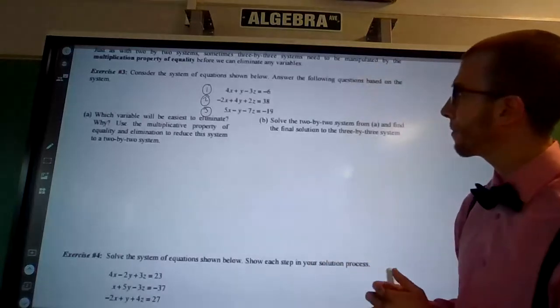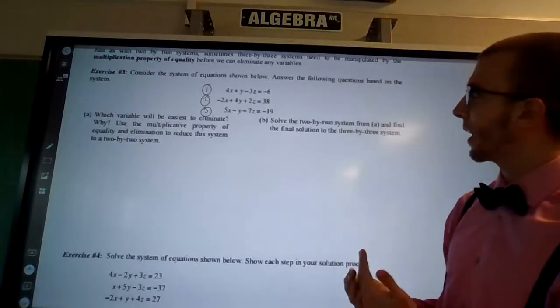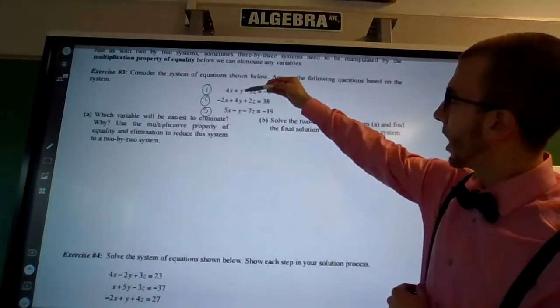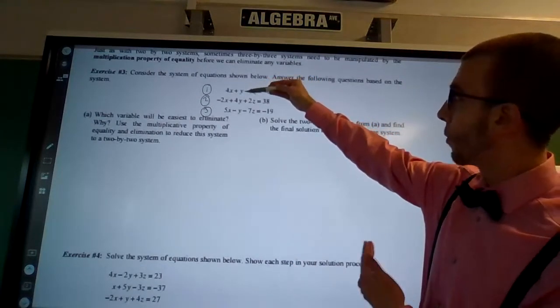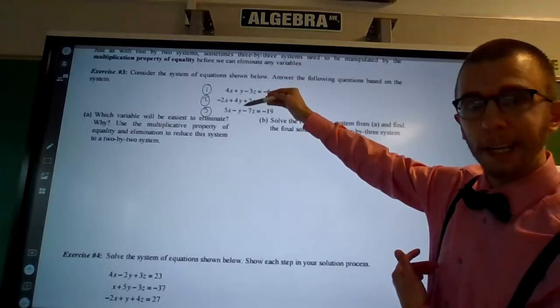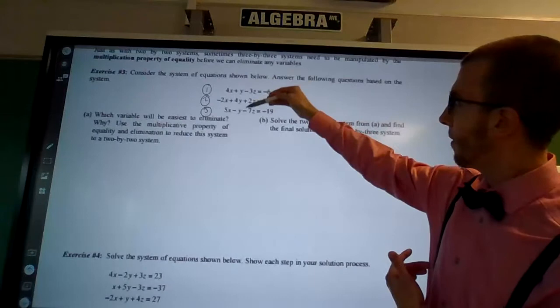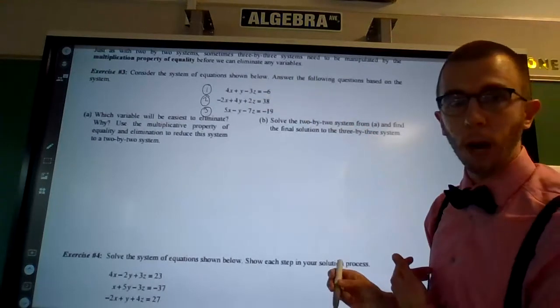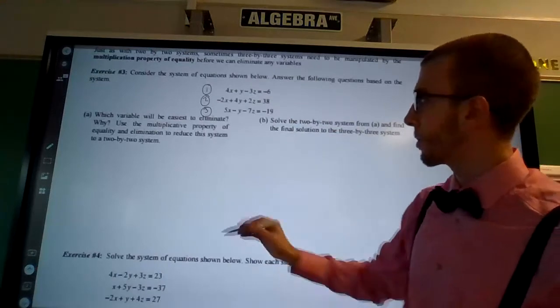All right? So hopefully you guys are thinking that y would be the easiest. Because if we look, here we just have y, or 1y. Here we have 4y. And here we have negative y. So right off the bat, we can add 1 and 3 together to eliminate y. So I'm going to start with those two.